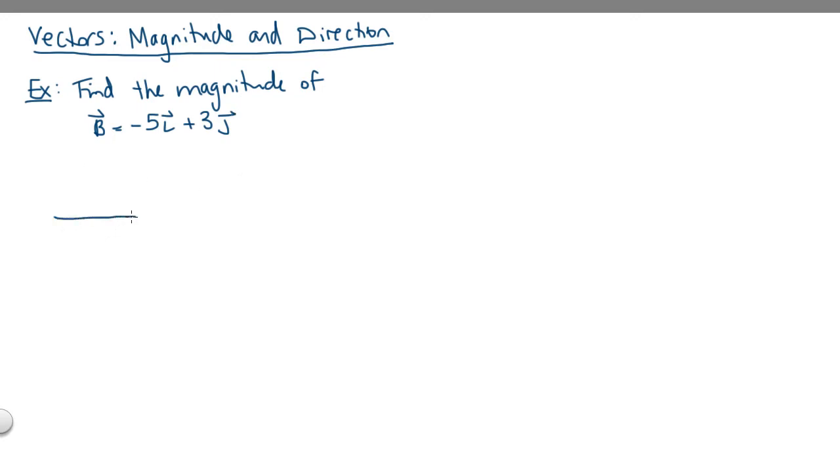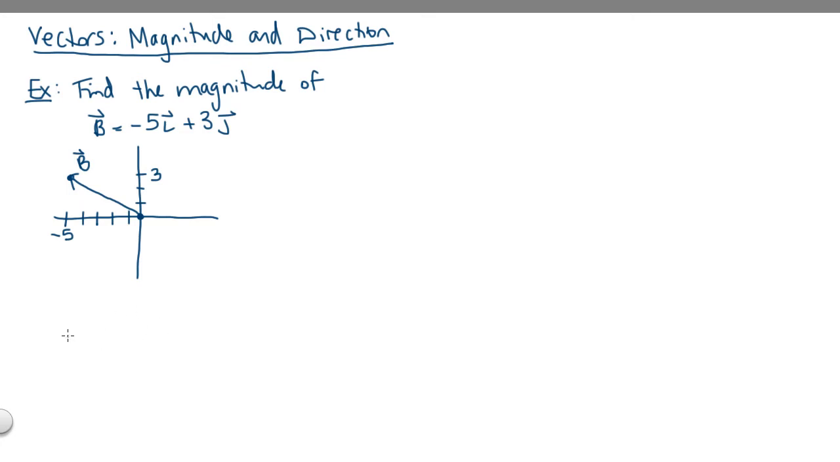So let's draw a little sketch of b to get a feel for this problem. B is traveling -5 units in the x direction. Okay, so 5 units left, and it's traveling 3 units in the y direction. So up to +3. So our vector is starting at the origin, traveling over to the point (-5, 3). So there's a sketch of our vector b.